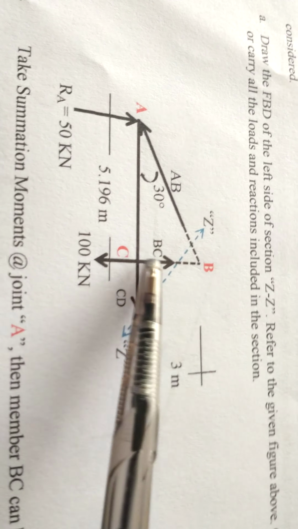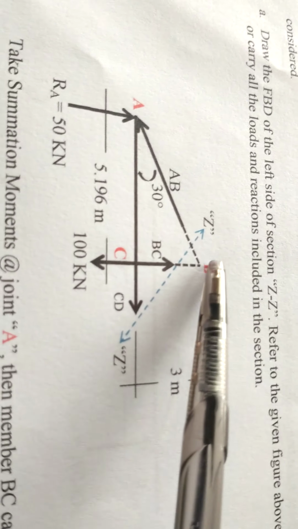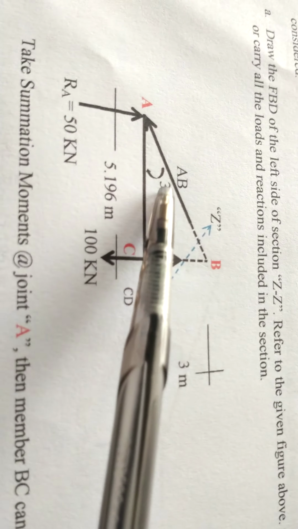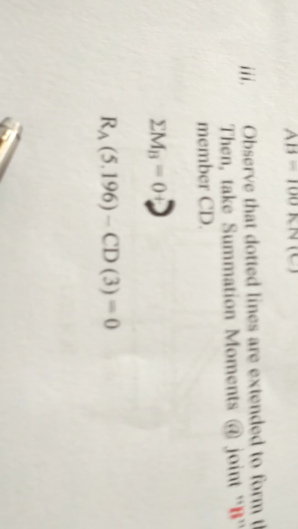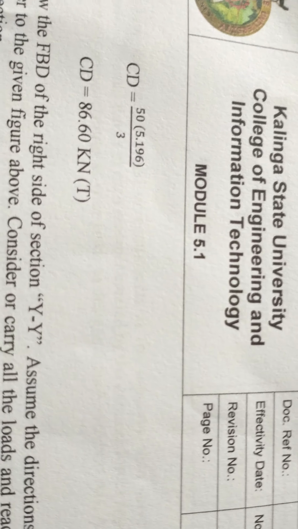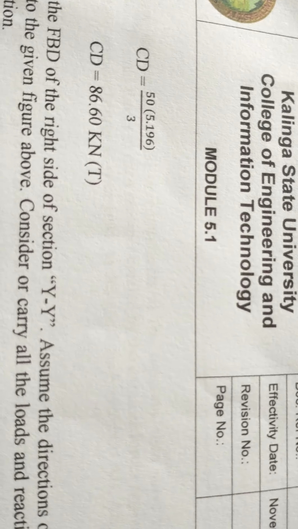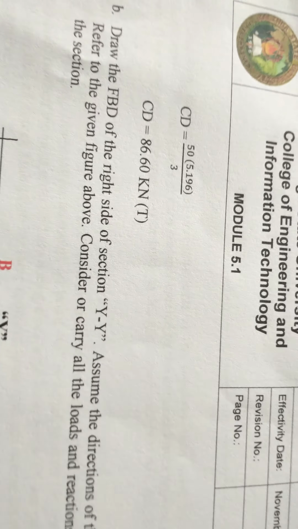BC and 100 will be eliminated because they pass through this reference point of ours. AB is also eliminated. So we have RA and CD. RA times 5.196 minus CD times 3 is equal to 0. Simplifying further, class, CD is 80.6 kilonewtons tension. It is positive, and we assumed it is in tension, so we are correct.